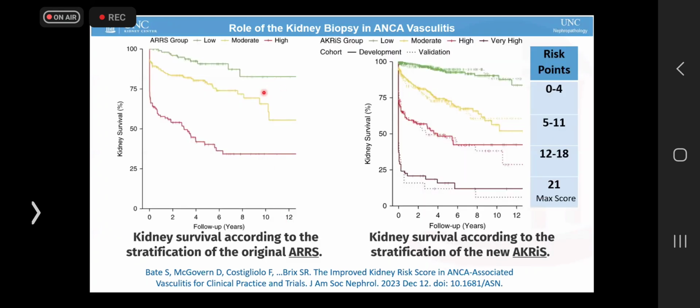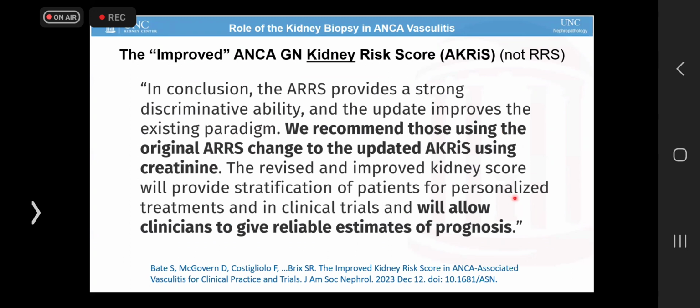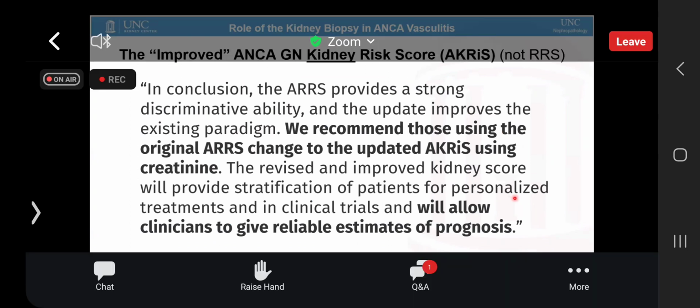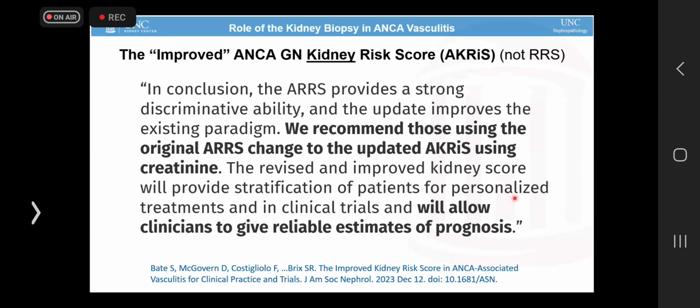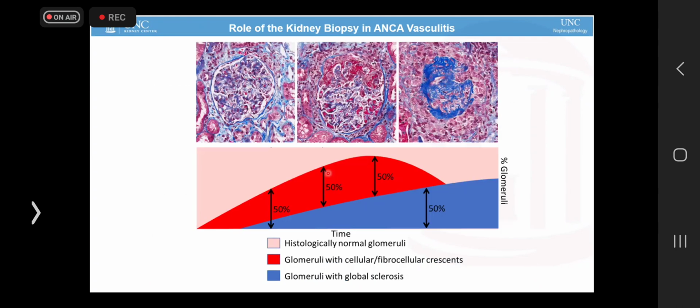And here you can see the data from the kidney risk score and the high risk group, which is only a small proportion of your patients that have that much injury at the time of biopsy, of course, does most severely. So integration of pathology features with clinical parameters is the best way to go, not the pathology alone or the clinical parameters alone. And this group recommends using their system, not surprisingly.